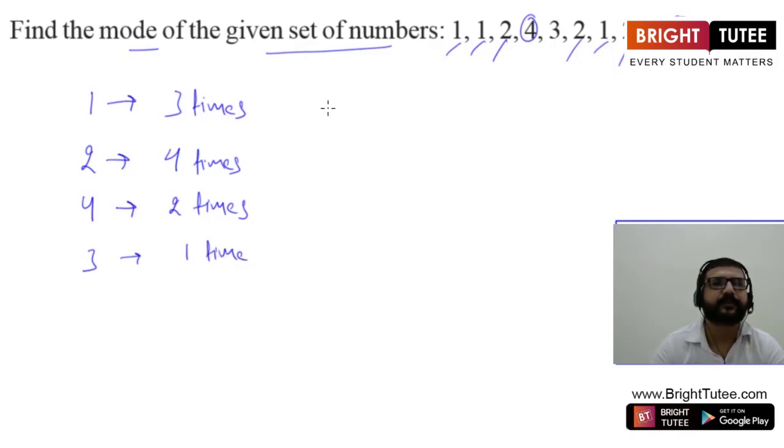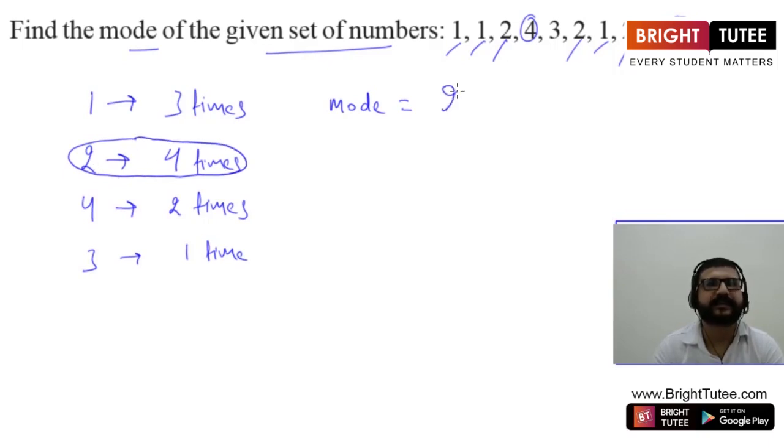Now as we know, mode of the data is the number or the observation which is occurring most often. So that number here will be 2 because it is occurring most number of times. It is 4 times. So mode of this data will be 2. So this is how we can find mode of the data.